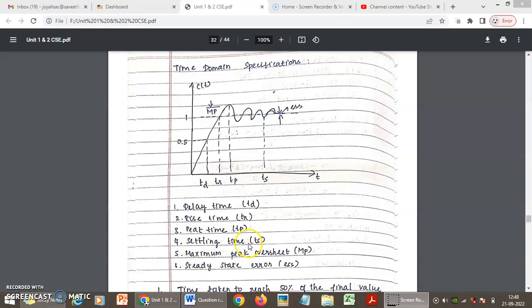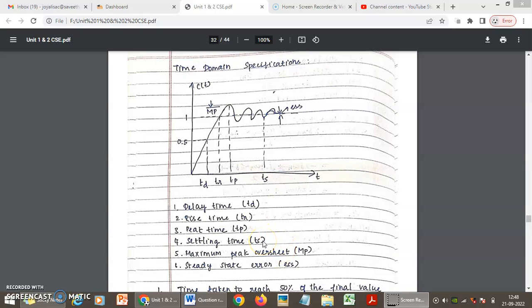What is settling time? It is the time taken for the response to reach within the specified error. If we define the error as 2%, then the time taken for the response to reach within 2% from 0. This is your settling time. If we take it as 5%, then it will vary. Then the last one is your maximum peak overshoot.